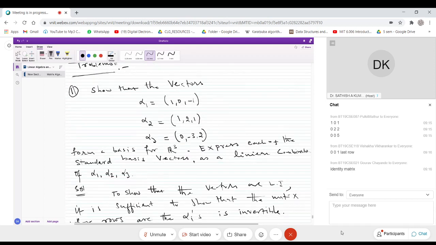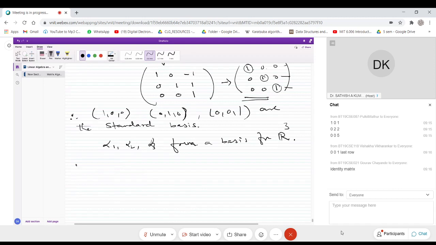Express each of the standard basis vectors as a linear combination of alpha 1, alpha 2, alpha 3. Now we have already got the standard basis vectors. What we have to do is express these standard basis vectors as a linear combination of these vectors. What is the meaning of that? The second question: express each of these standard basis vectors.